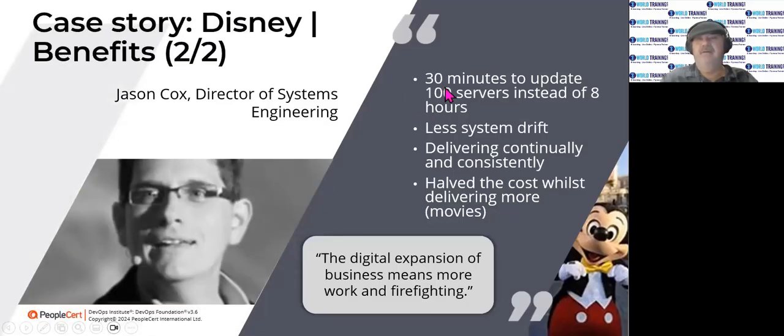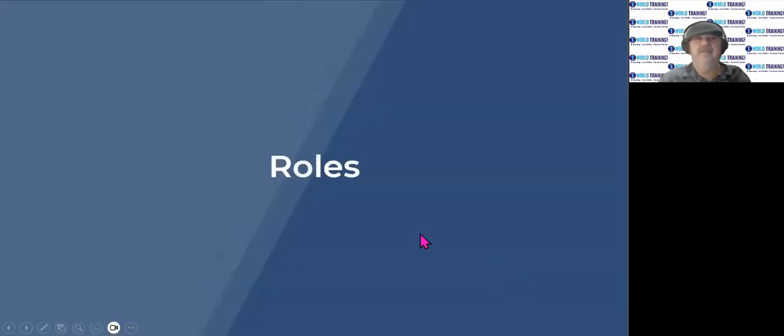And by implementing DevOps, they were able to get things like 30 minutes to update 100 servers instead of 8 hours. So a lot of improvement. Less system drift, so more control over their environments, delivering continuously and consistently, and having halved the cost while delivering more. Basically, their movies became more efficient, I guess. Said the bottom line is the digital expansion of business means more work and firefighting. So that means you need to get more efficient. And certainly sharing has a lot to do with that.